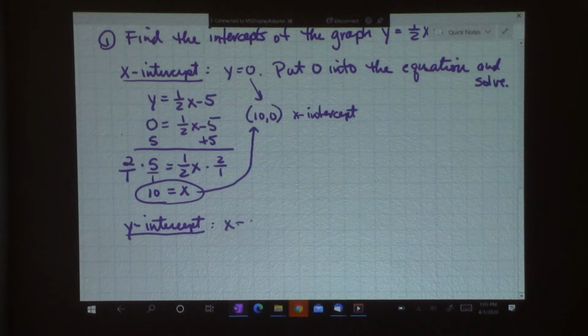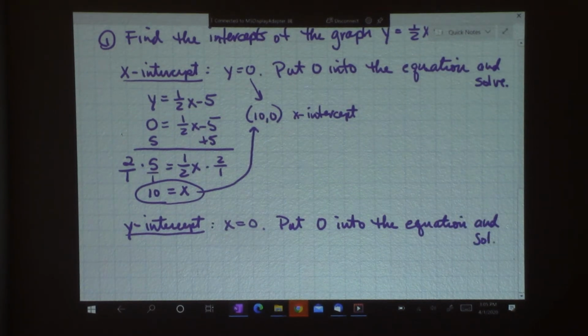This is where x equals 0. So I'm going to put 0 into the equation and solve. Okay? Just like the last one.